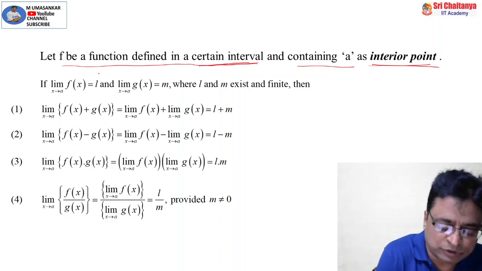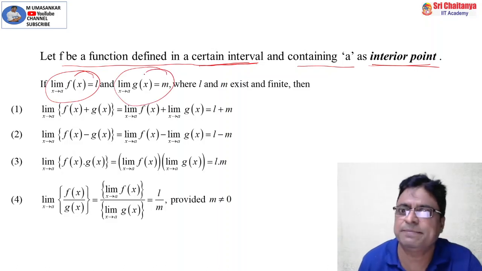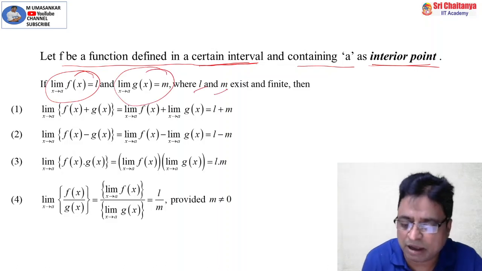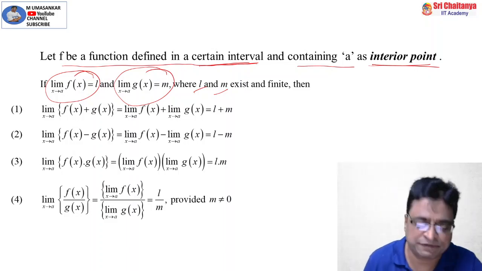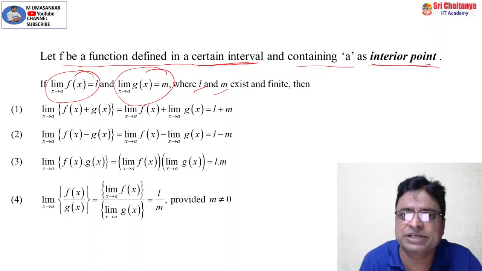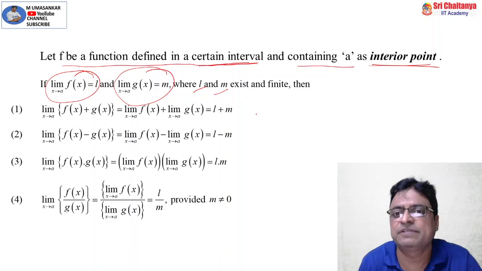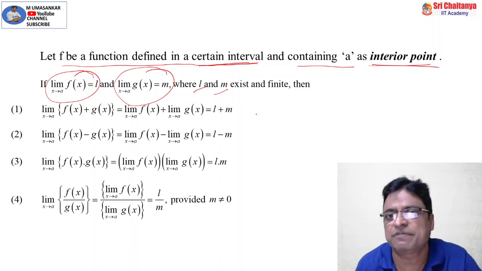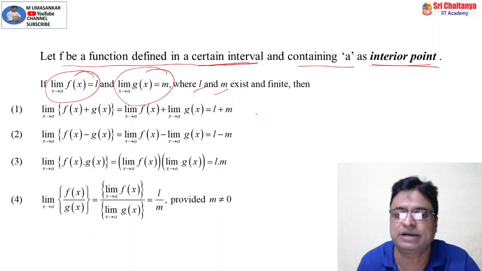And suppose at that point the limit of the function f of x is L and the limit of the function g of x is m, where L and m exist in the sense that they are finite. Then the first one is limit as x tends to a of f of x plus g of x. Suppose the sum of 2 functions is given to you, then that is nothing but the sum of the limits individually. Limit as x tends to a of f of x plus limit as x tends to a of g of x, which is equal to L plus m. You can write like that.